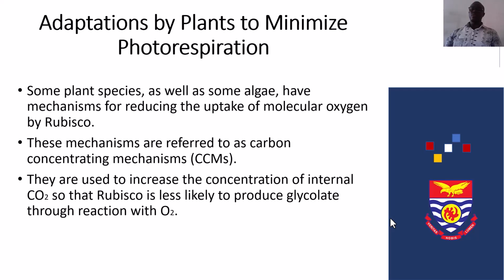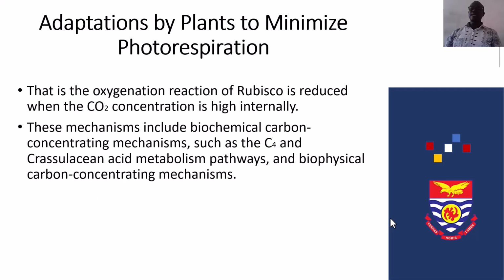Some plant species, as well as some algae, have mechanisms for reducing the uptake of molecular oxygen by Rubisco. These mechanisms are referred to as carbon concentrating mechanisms. They are used to increase the concentration of internal carbon dioxide so that Rubisco is less likely to produce glycolate through reaction with oxygen. That is, the oxygenation reaction of Rubisco is reduced when the carbon dioxide concentration is high internally. These mechanisms include biochemical carbon concentrating mechanisms such as the C4 and crassulacean acid metabolism (CAM) pathways, and biophysical carbon concentrating mechanisms.